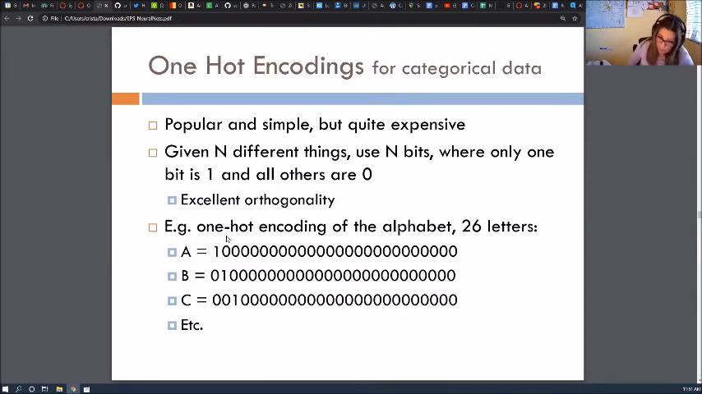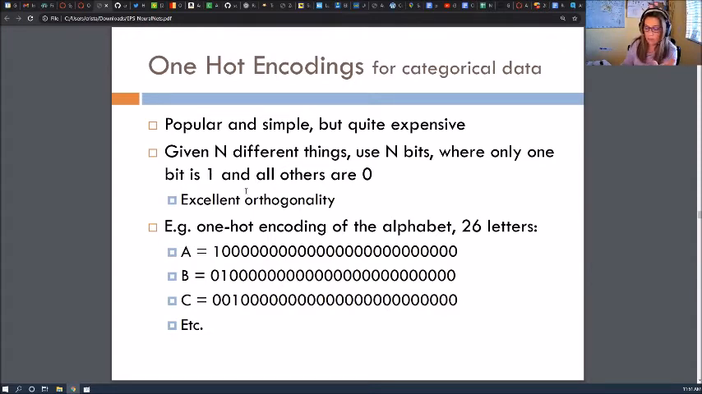Now, one representation that is very popular and that I use throughout the book in the examples is what's called one-hot encodings for categorical data. This is for numbers, text, things that are discrete. One-hot encodings are used quite a lot. They are popular and simple. However, they're very expensive, and you'll see why. So what is one-hot? Given n different things, you use n bits where only one is 1 and the rest are 0.